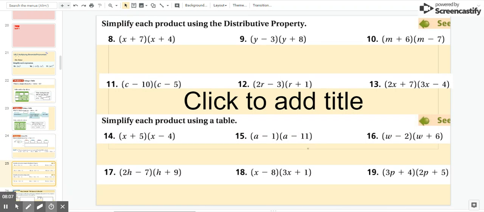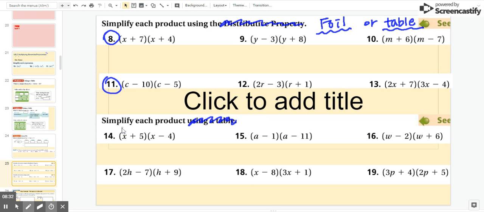We're going to practice simplifying each product using the distributive property or table, or actually, you know what, it doesn't matter. You may use the table. It's up to you. If you feel better with FOIL or table, choose either one, and I need you to find the product of these 4 questions. The other questions are going to be the homework.